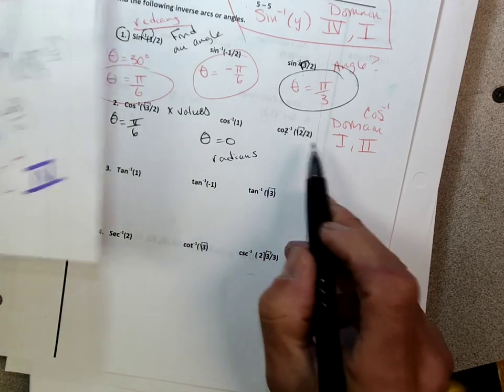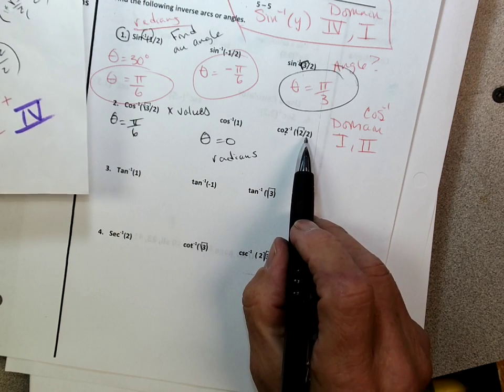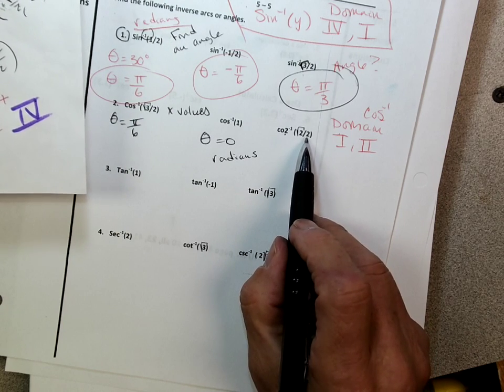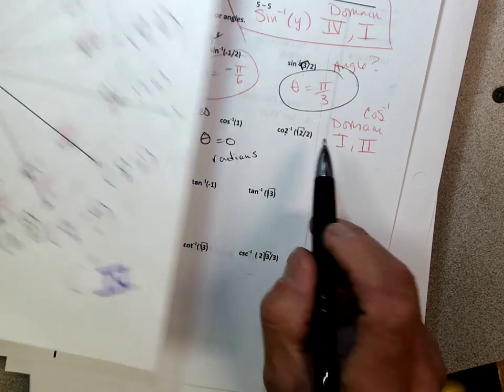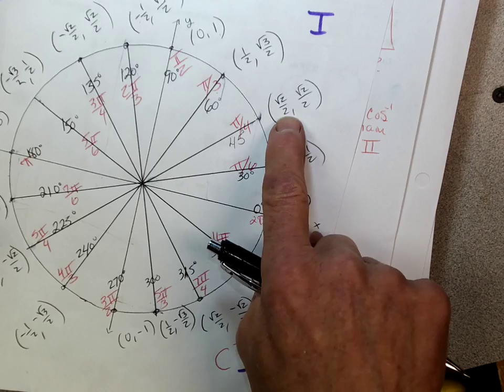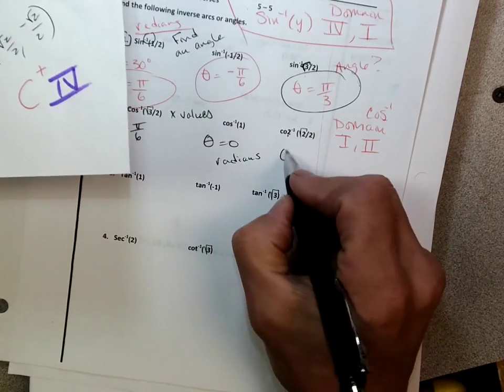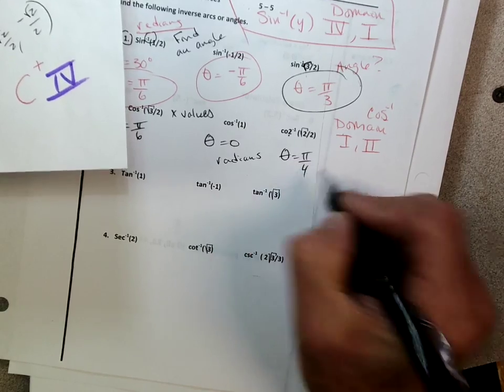So cosine inverse of square root of 2 over 2. So we're looking for an x value in quadrants 1 and 2. That is the square root of 2 over 2, and it's got to be right there. There's an x value, square root of 2 over 2, and the corresponding angle is pi fourths. Theta equals pi fourths. It is not hard.